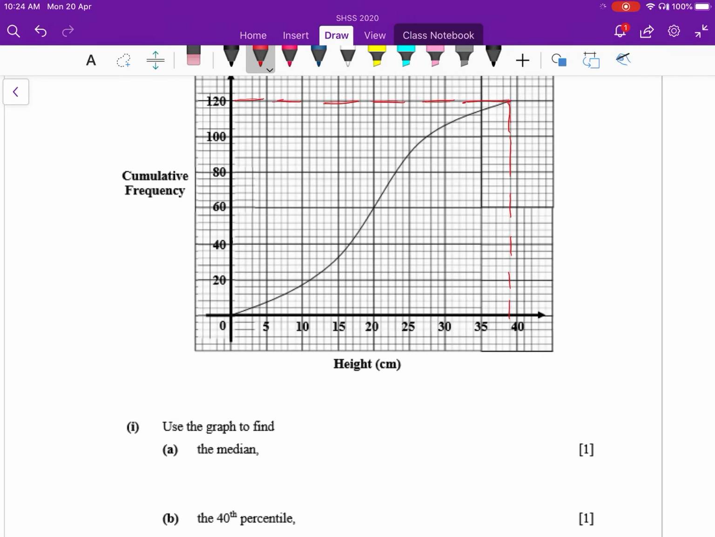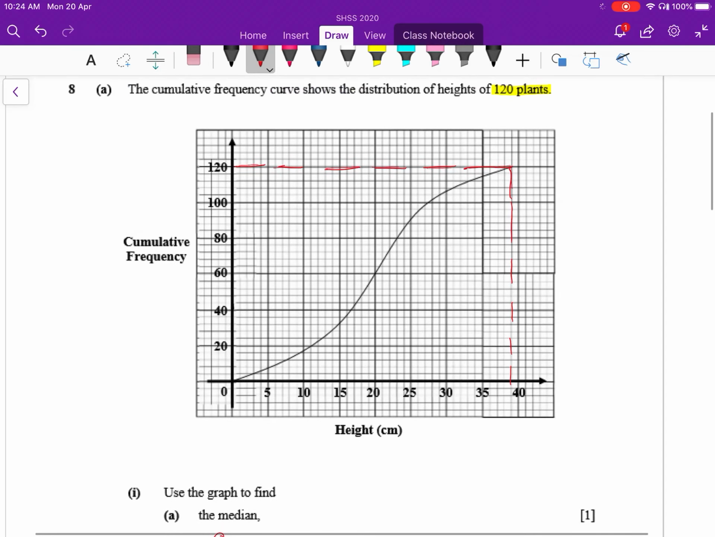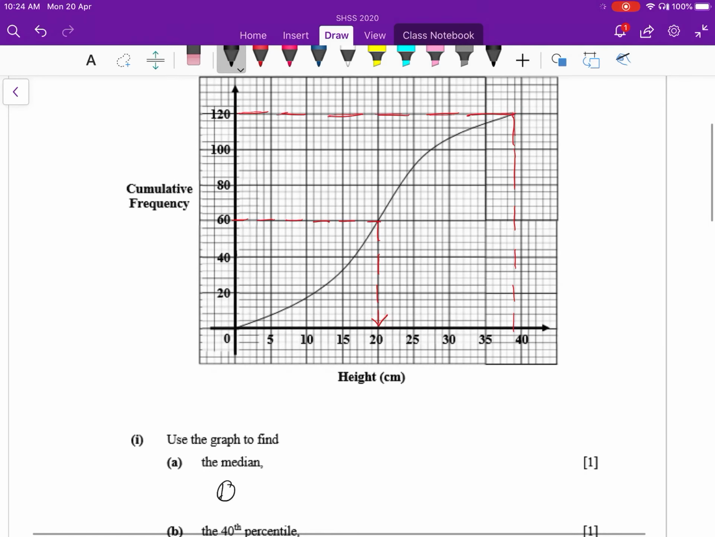Use your graph to find the median. Median means the middle position, Q2. There are 120 plants. We are looking at the height of the 60th plant in the middle. If you see me plot with red pen, it's 20 cm. So the median, Q2, your presentation should be Q2 equals 20 cm.